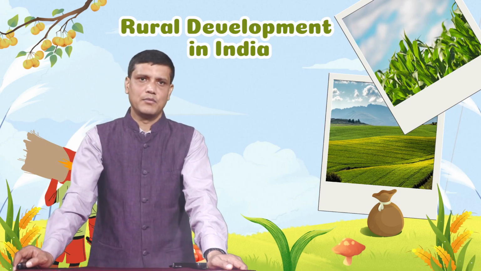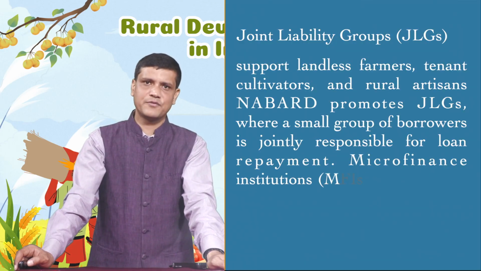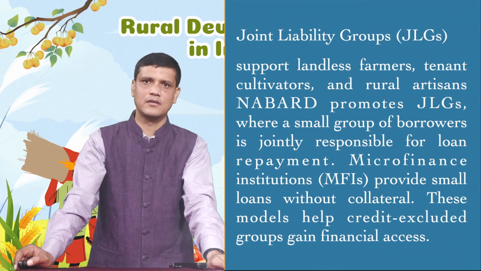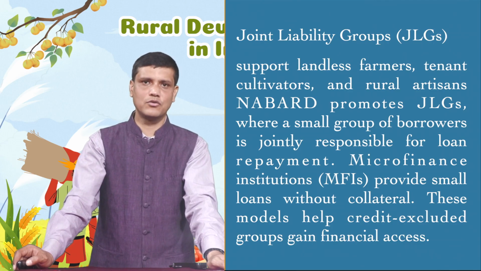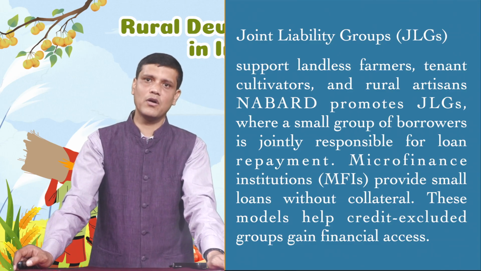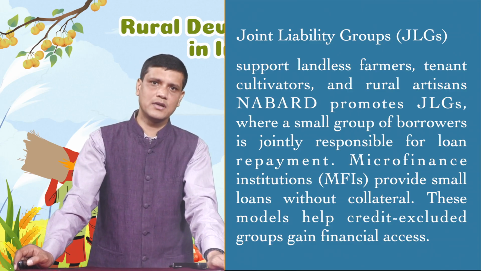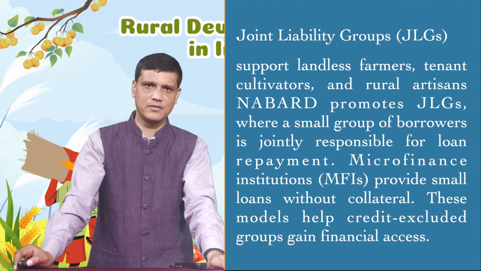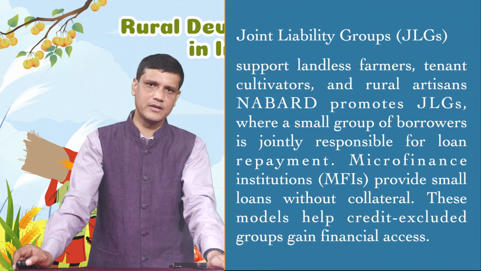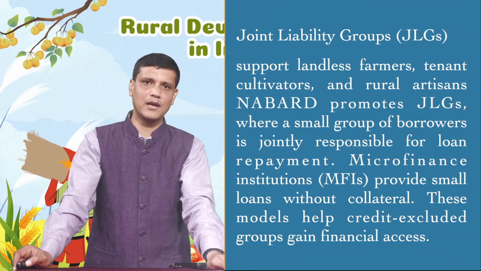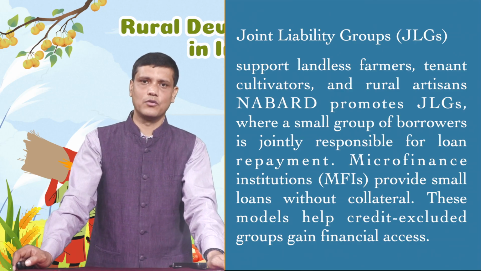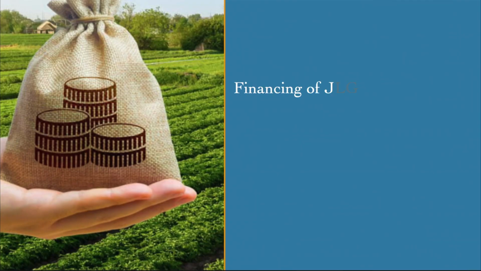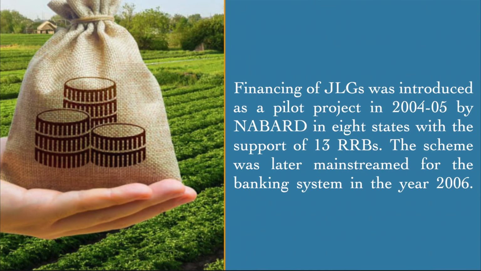Then the joint liability group. To support landless farmers, tenant cultivators, and rural artisans, NABARD promotes the joint liability group, that is JLG, where a small group of borrowers is jointly responsible for loan repayment. Microfinance institutions, that is MFIs, provide small loans without collateral. This model helps credit excluded groups gain financial access.